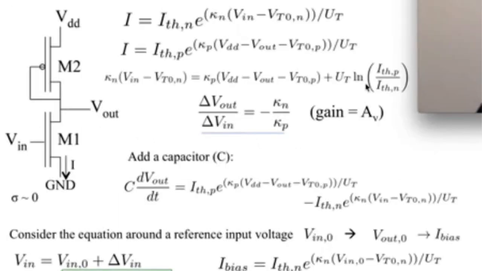The general idea here is that the current flowing through the two transistors is the same, because there's no place else for the current to go. So if you just equate the expressions for the current for each transistor, you can get an expression relating the input and the output voltages.